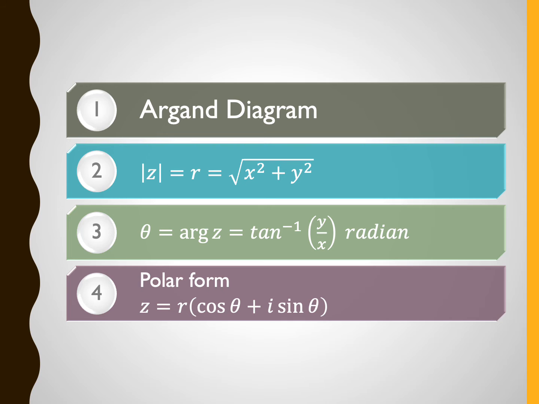The final point is polar. We represent the complex number in polar form: z equal to r brackets cos theta plus i sin theta, with theta in units of radians.